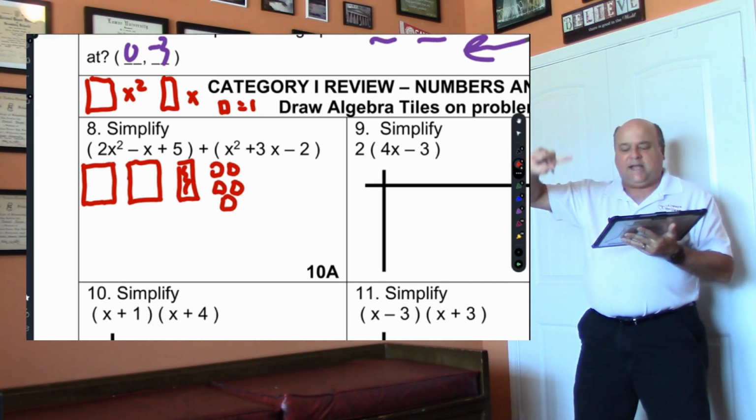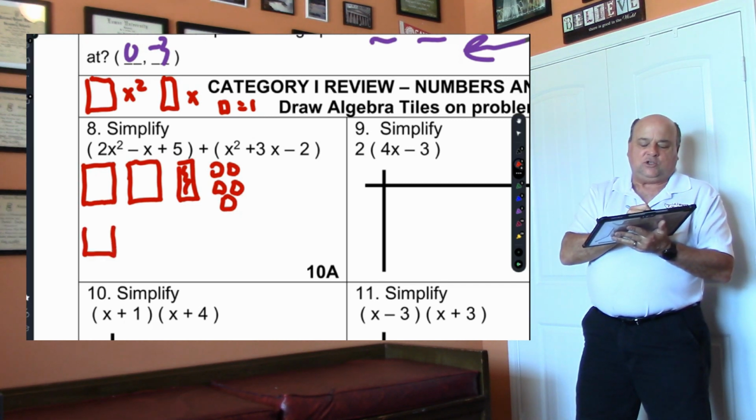Now then, I'm going to put the next one below it. So I got x squared. I have 3 open rectangles.